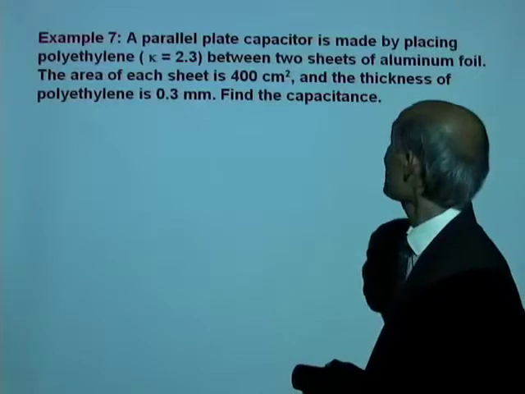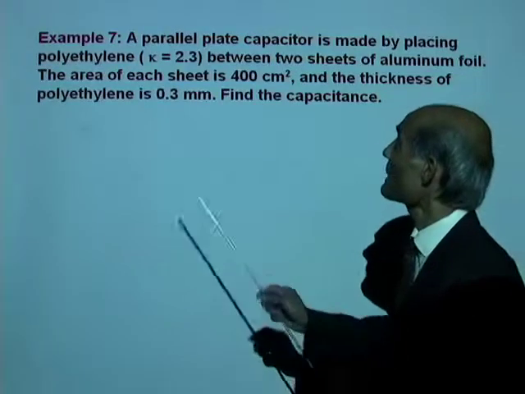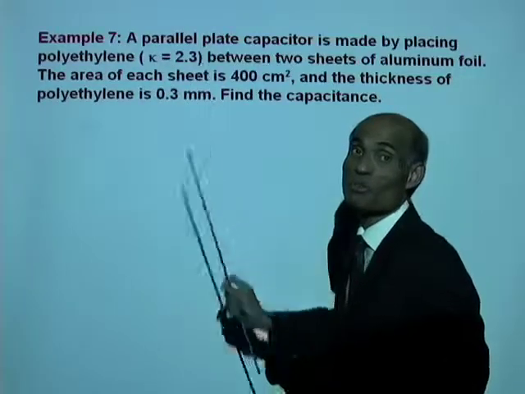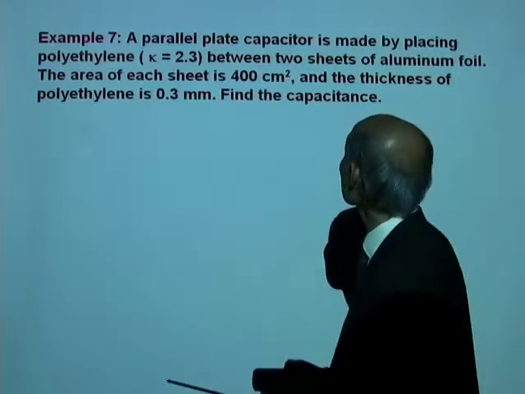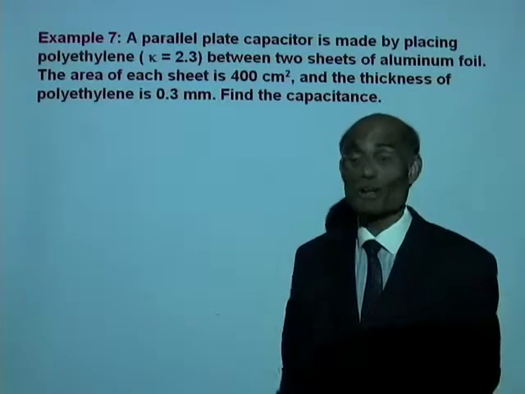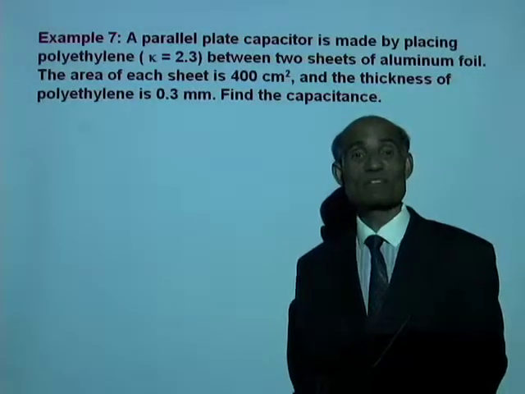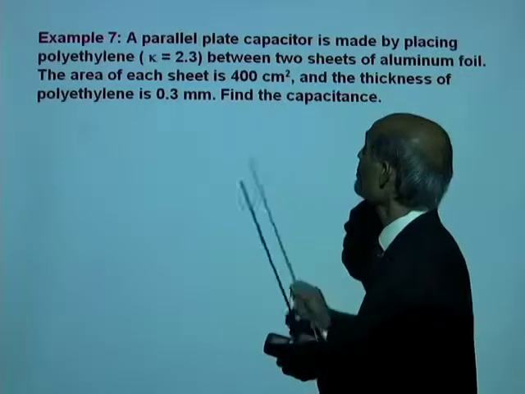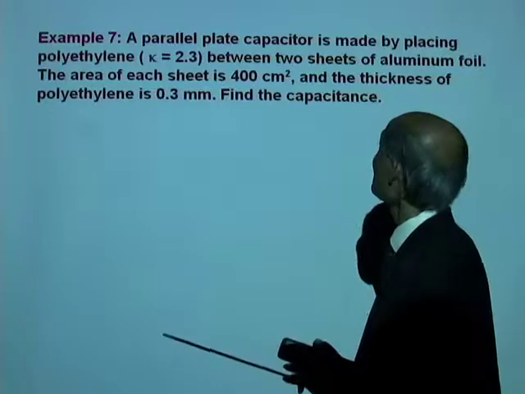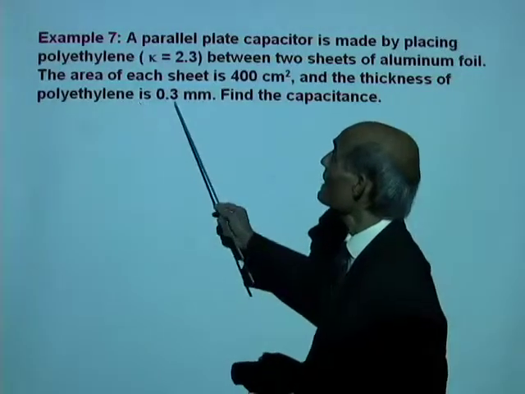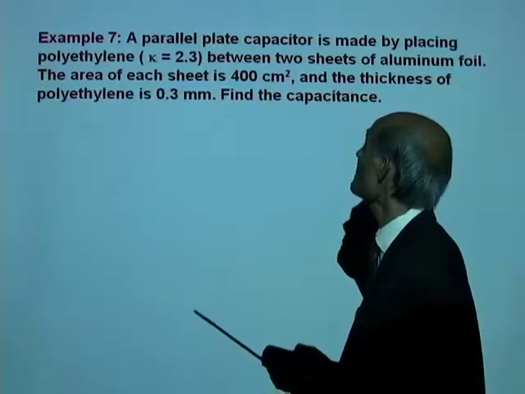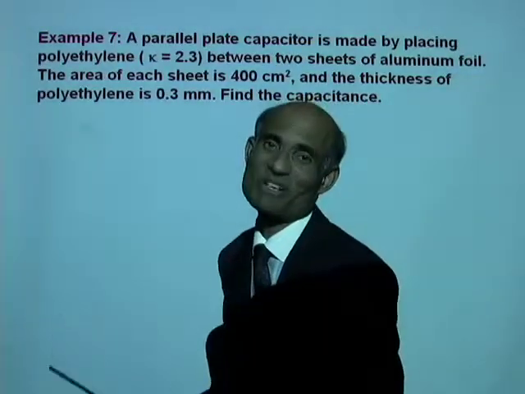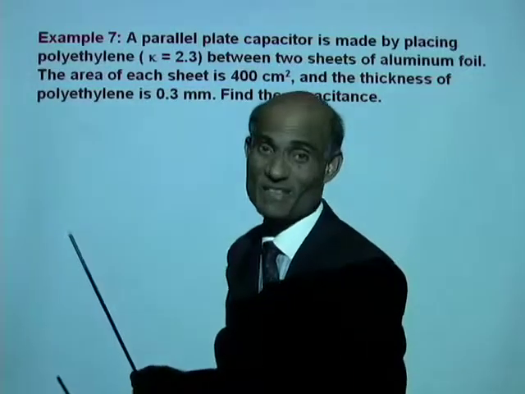A parallel plate capacitor is made by placing polythene of kappa equal to 2.3 between two sheets of aluminum foil. Just the same capacitor I just showed you. The area of each sheet is 400 centimeters squared and the thickness of the polyethylene is 0.3 millimeter. Find the capacitance. Well, that's a very straightforward problem, isn't it?